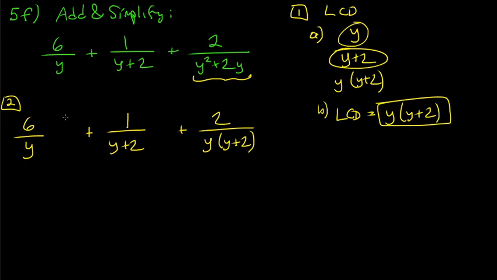Okay, so let's start with the first denominator, 6 over y. What are we missing? We're missing the y plus 2. So we need to multiply top and bottom times y plus 2. Don't forget the parentheses. Very important. For the second fraction, it's the opposite. We have the y plus 2. We're missing the y. So here, we just multiply by y over y. And don't forget the parentheses here.